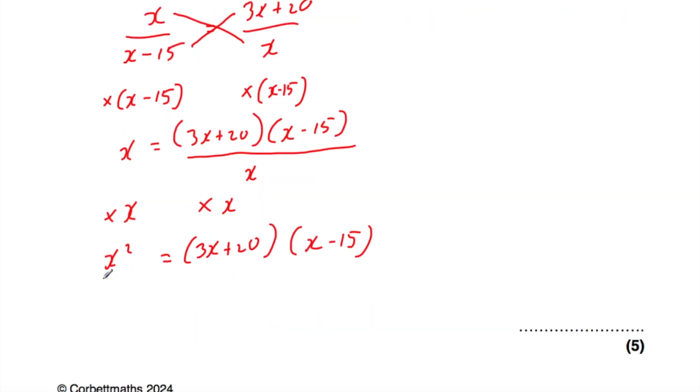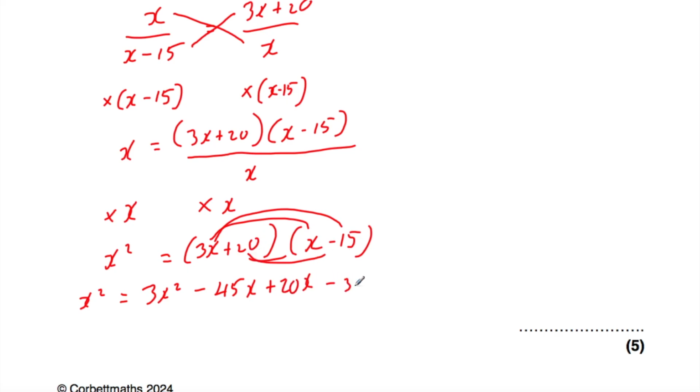Let's solve our equation. So let's expand our brackets. We've got x squared on the left-hand side. 3x times x is 3x squared. 3x times minus 15 would be minus 45x. 20 times x would be plus 20x. And then 20 times minus 15 would be minus 300. Now let's simplify this. Our left-hand side would be x squared. On our right-hand side, we've got 3x squared, and minus 45 plus 20 is minus 25x, and we've still got our minus 300.